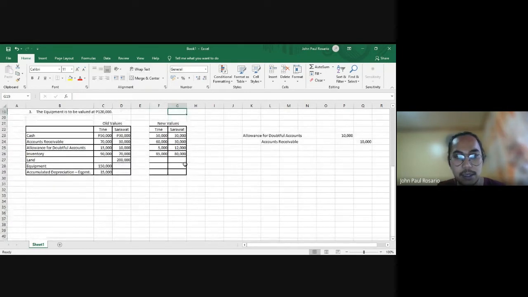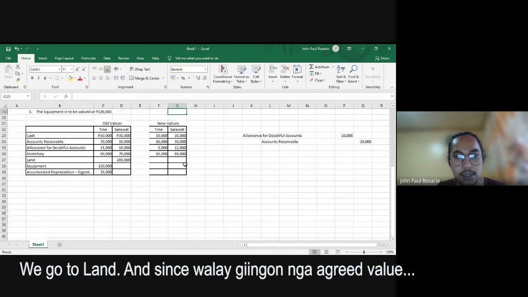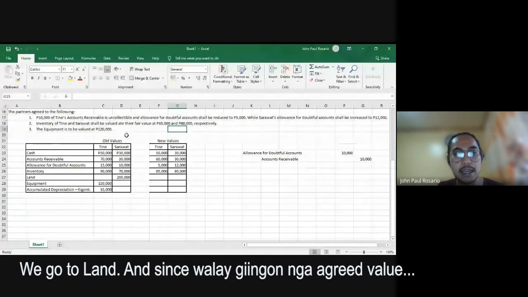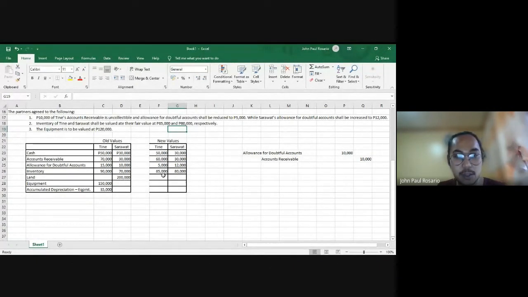And then we go to the land. There is no agreement as to how the land should be valued, so we go directly to the carrying amount or the book value of 200,000. And for the equipment, the equipment is to be valued at 120,000. So no problem there. You just simply write 120,000 as the value of the equipment.